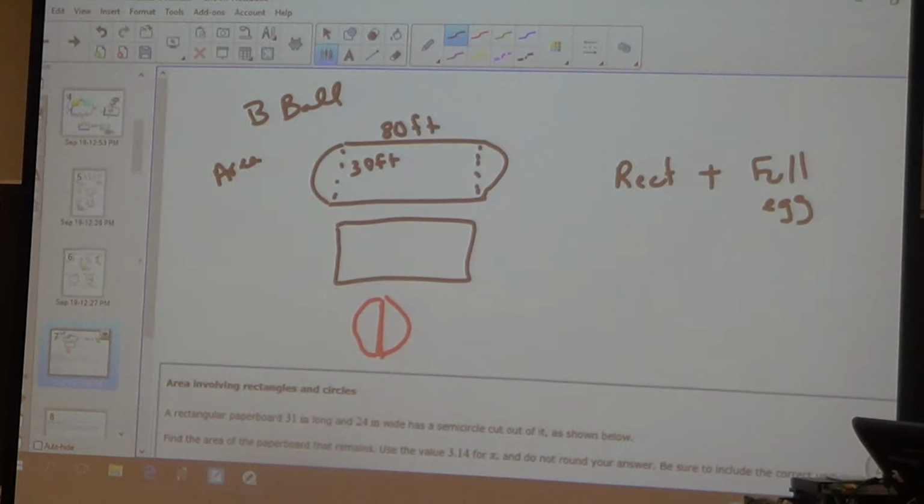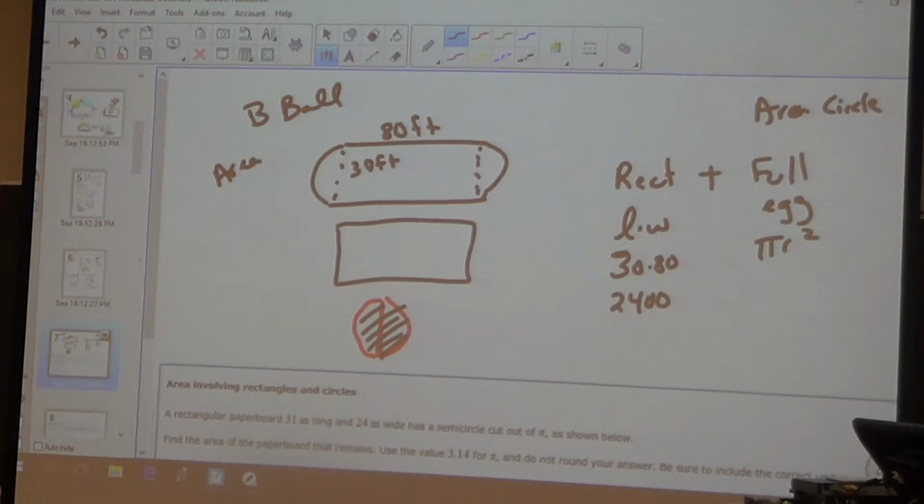Okay? So what's the formula for a full egg? A full egg is a circle. So we're finding the area of a circle, because we want to know how much is inside. So that's pi r squared, just like we did for the pizza. A rectangle's length times width. So what's the length and width of my rectangle? 30 times 80, 2400.